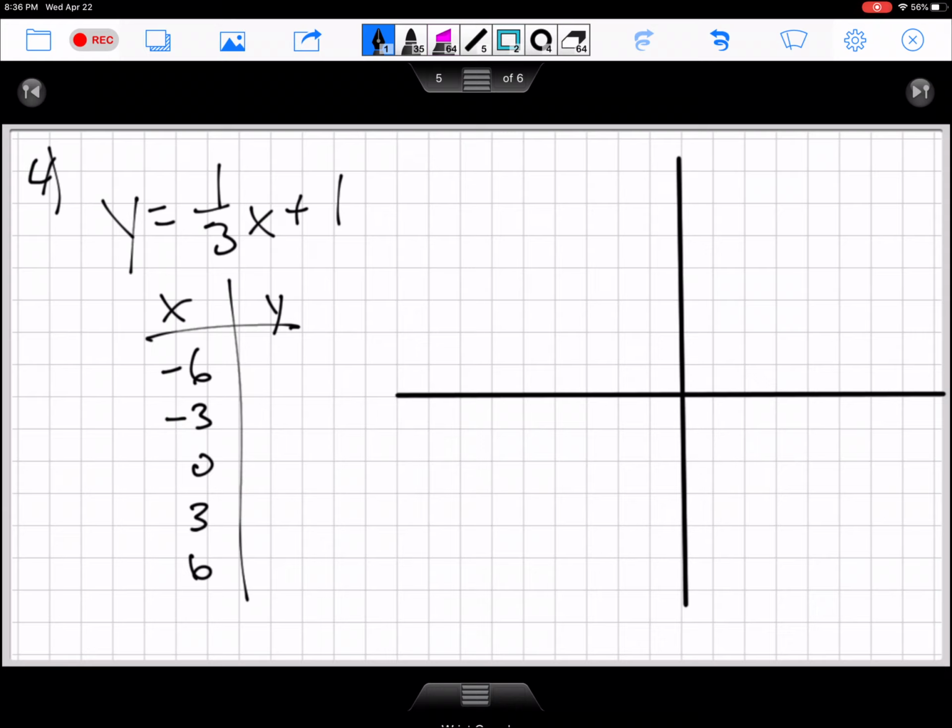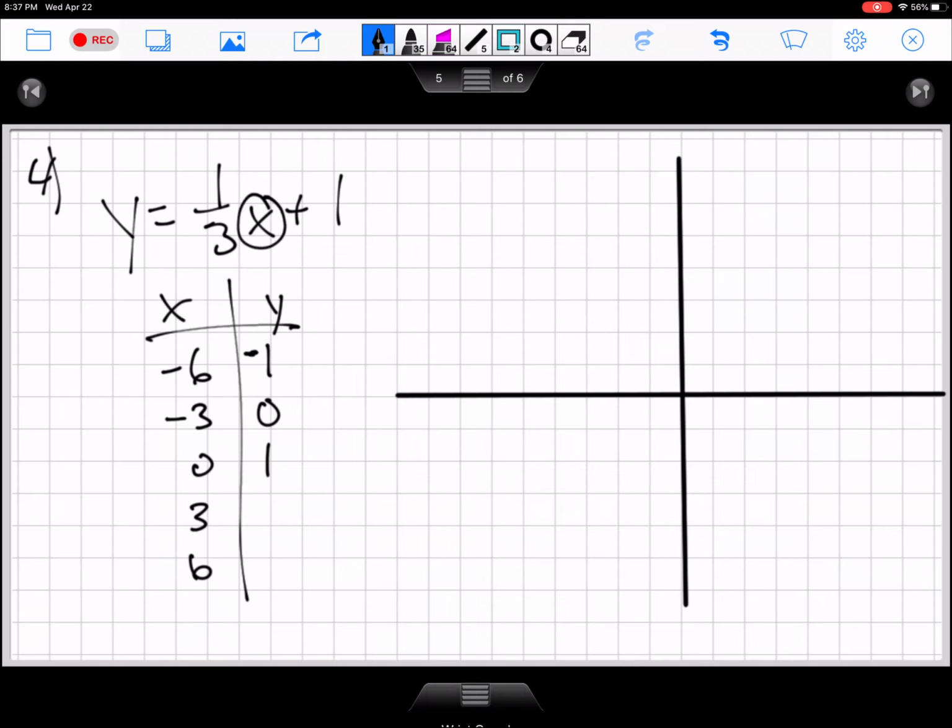So I'm going to substitute in all my values into my function here at x. So when I put negative 6 in there, a third of negative 6 is negative 2. Negative 2 plus 1 is negative 1. That y value is negative 1. We fixed it. I substitute in negative 3 there. A third of negative 3 is negative 1. Negative 1 plus 1 is 0. I substitute in 0 for x. A third of 0 is 0. 0 plus 1 is 1.